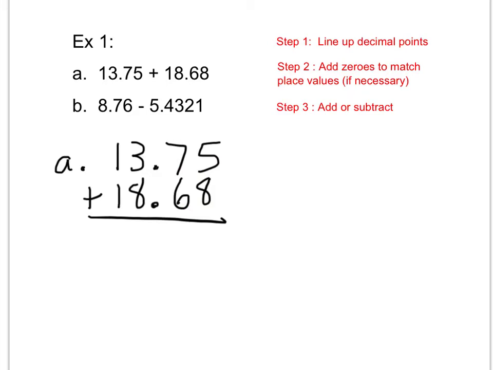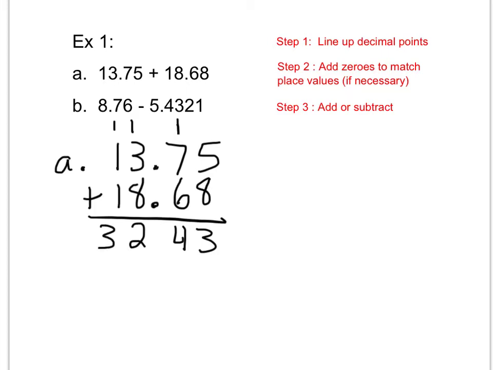Okay, so I'm going to go ahead and add this. 5 plus 8 is 13. Whoops. 13. I'm going to carry my 1. 7 plus 6 is 13. Plus 1 is 14. I'm going to carry my 1 again. Okay, 3 plus 8 is 11. Plus 1 is 12. And I carry the 1 again. 1 plus 1 plus 1 is 3.